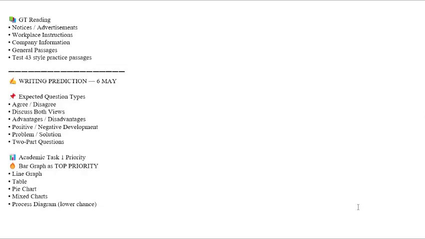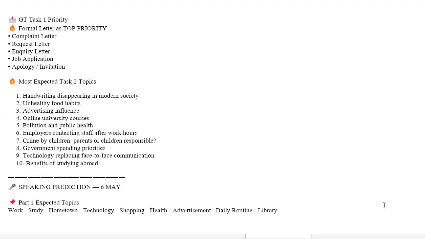In case of writing prediction for 6 May, I would highly recommend you guys to work on problem and solution or direct question type of question, because these are highly important and are asked at different levels, especially for GT students. In case of academic task 1 for probability, I would recommend you guys to solve table or process diagram. These should be on your highest probability list. In case of task 1 for GT, informal letter can be there in most of the scenarios, but in some areas there can be a formal letter.